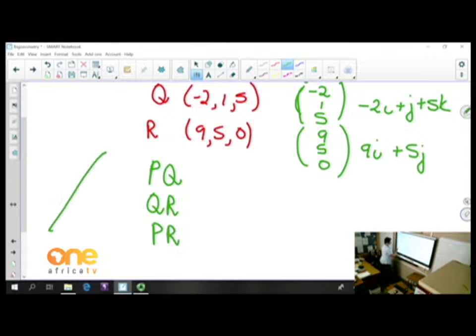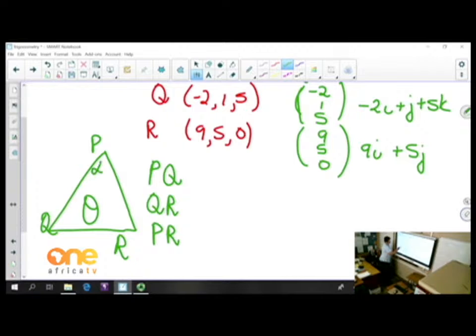Now remember, your angle is always there in the middle. So if I want to find angle PQR, then I will have QP and QR. Can you see? And if we complete the triangle now, if I want R, then it will be RQ and RP. And if I want P, it will be PQ and PR. This is how I will calculate those angles there.